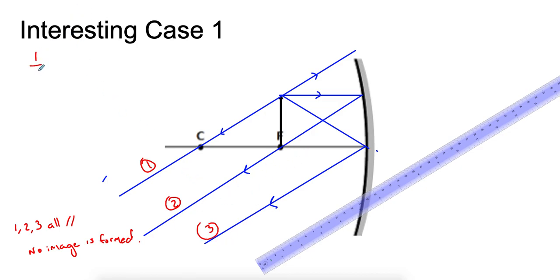If we look at it mathematically, that actually makes sense, though, because 1 over f is equal to 1 over si plus 1 over s naught. And if your object distance is equal to f, then si has to equal 0, implying that no image is formed.